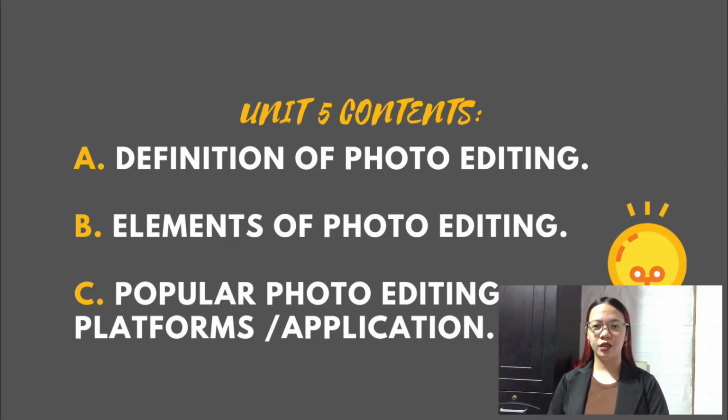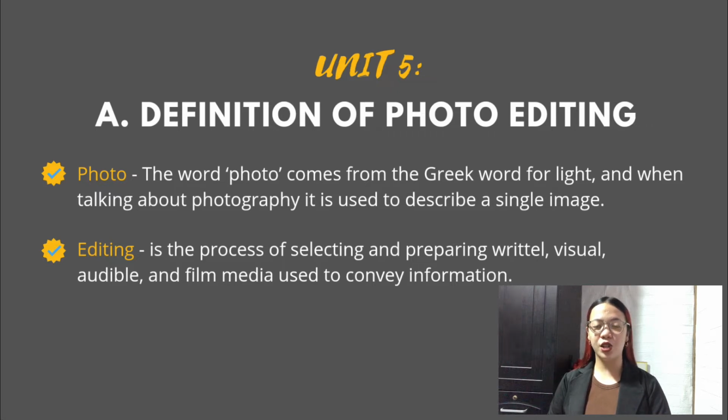Thank you. So let us start with the definition of photo editing. The word photo comes from the Greek word for light, and when talking about photography, it is used to describe a single image. A photo is a representation of a person or scene in the form of a print or transparent slide, and it is recorded by a camera on light-sensitive materials.